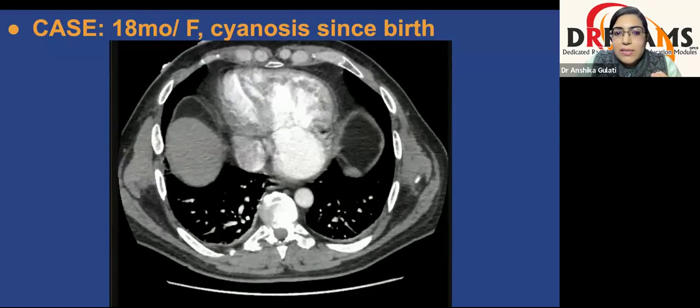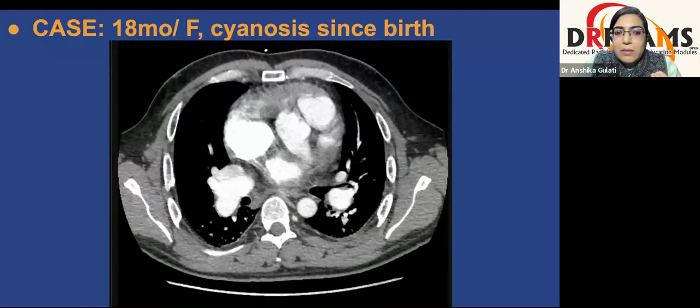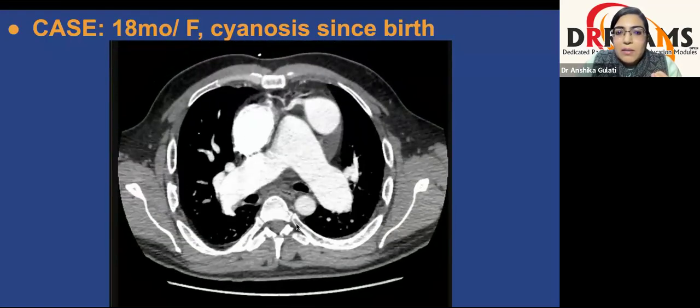Coming to the third step, the relationship of the great arteries. This is pulmonary artery, this is aorta. Follow them down to their origin.